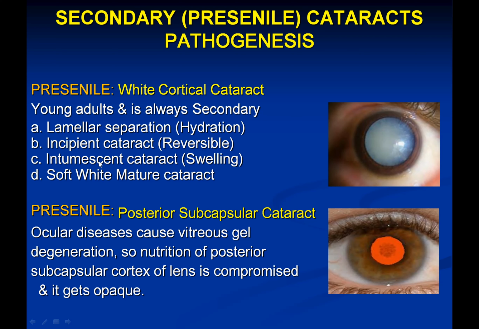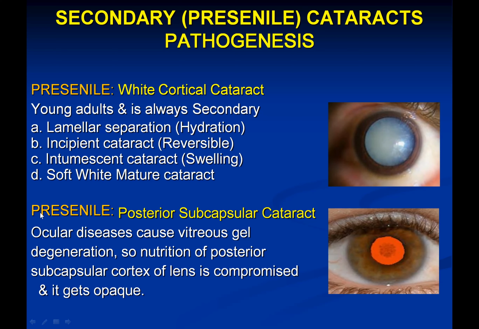The next stage is intumescent cataract. Intumescence means swelling. Now, due to excessive accumulation of liquid inside the lens lamellae, the lens gets swollen and it has a lot of complications I will discuss soon. Later it becomes soft, white, mature cataract as in this case. Best treatment is phacoemulsification and foldable lens implant in this disease.